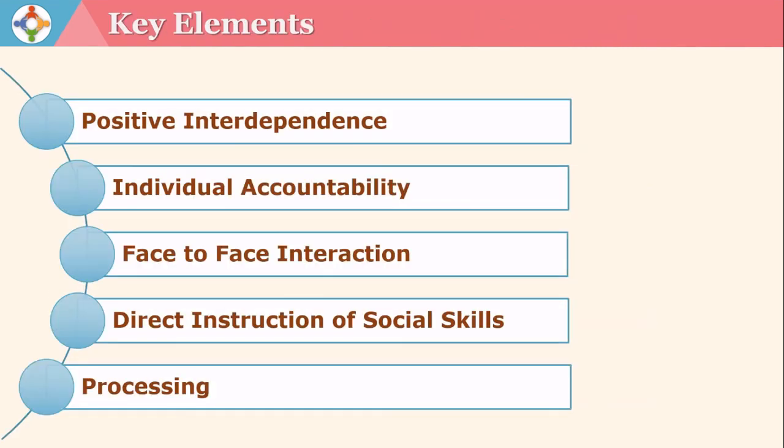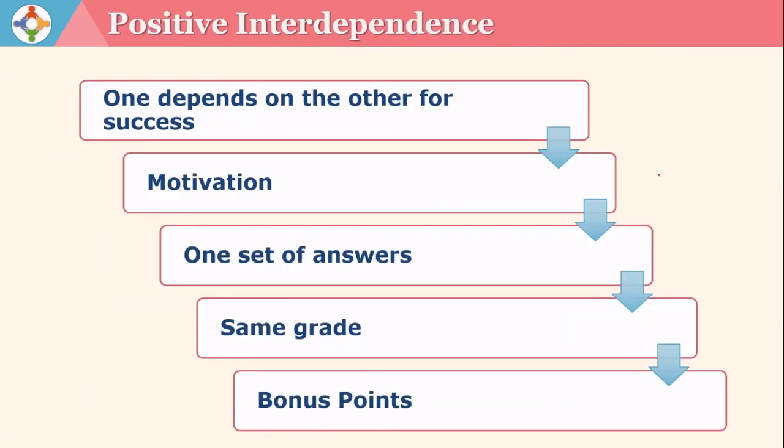So now there are 5 key elements of cooperative learning. Number 1, positive interdependence. Number 2, individual accountability. Number 3, face-to-face interaction. Number 4, direct instruction of social skills. And number 5, processing. So let's talk about these elements one by one.